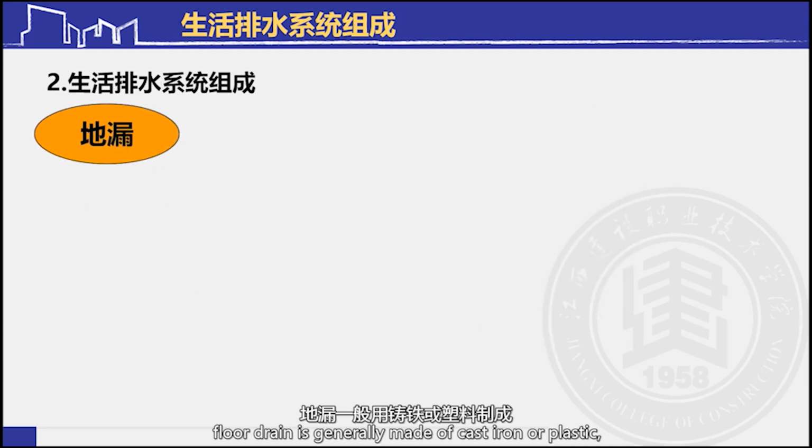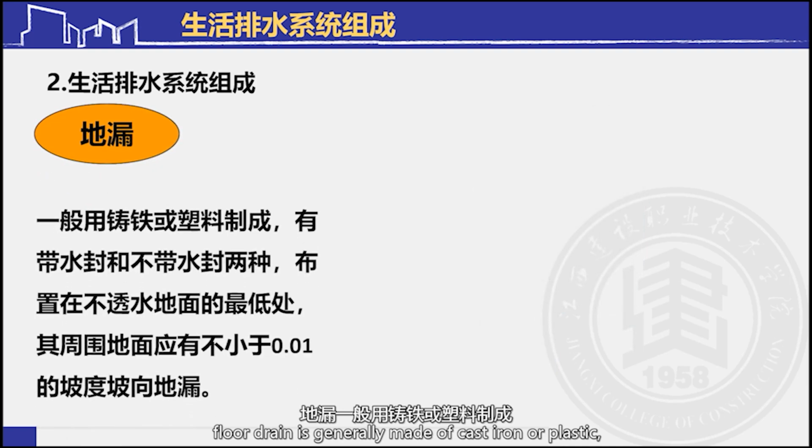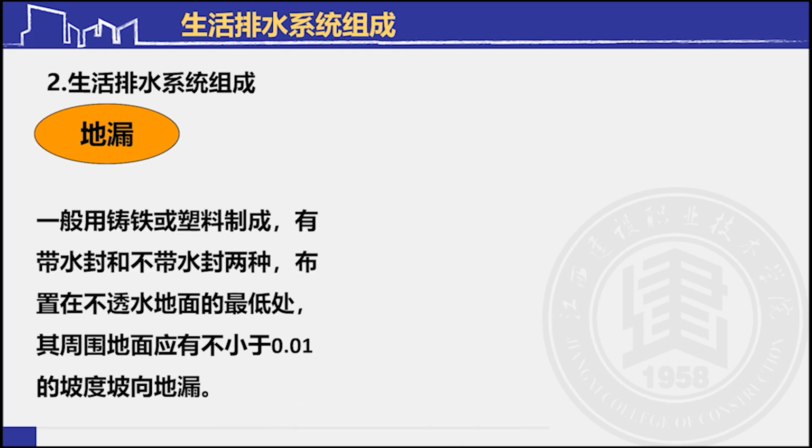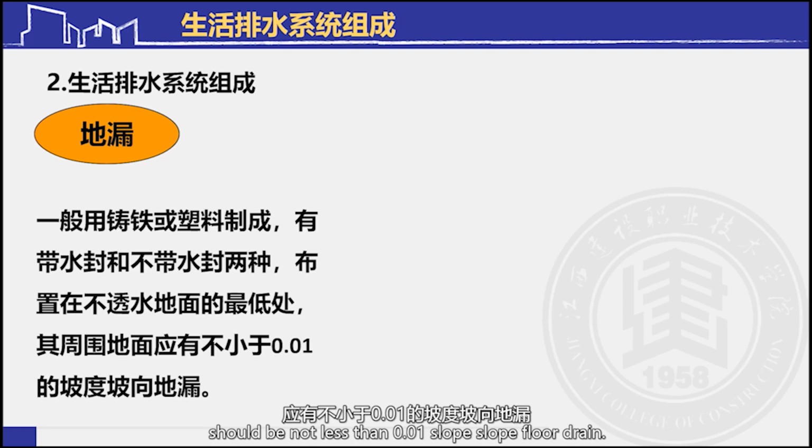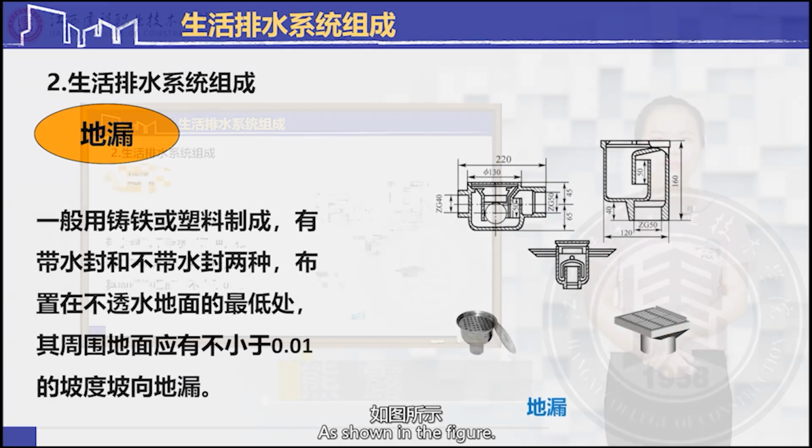Floor drain is generally made of cast iron or plastic. There are two kinds, water seal and no water seal, arranged in the lowest place of impervious ground, and the surrounding ground should have a slope of not less than 0.01 toward the floor drain, as shown in the figure.